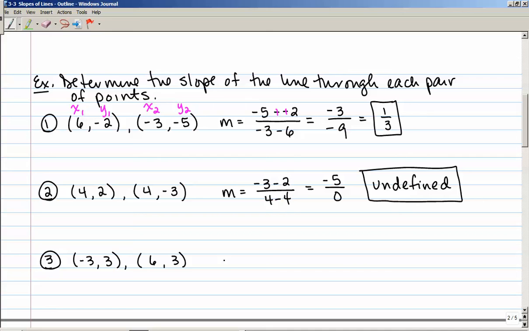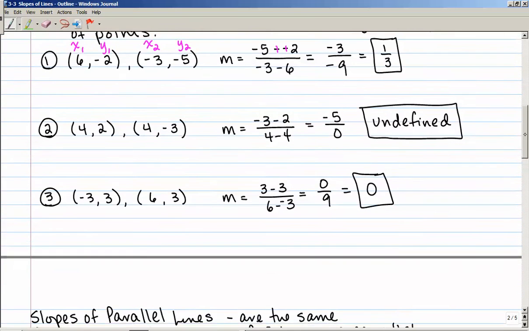In our last example here, (negative 3, 3) and (6, 3), I'll subtract my y's on top, subtract my x's on the bottom. That's going to give me a 0 over 9, and that one is indeed equal to 0. If that's something you need to memorize, let's do that right now. A 0 on the bottom is undefined. A 0 on the top and a non-zero number on the bottom is always going to be equal to 0. And that's a horizontal line.